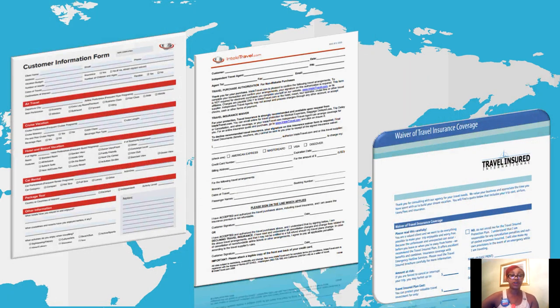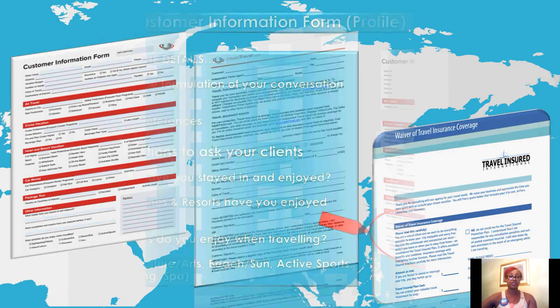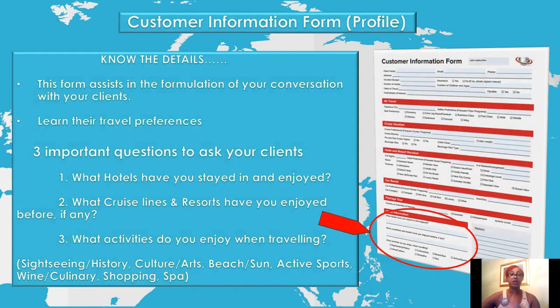The 3 forms I mentioned earlier are the customer information form, the credit card authorization form, and the travel protection insurance waiver form. Very important. So I'm going to go over it briefly with you. This form is very important. I always recommend that you use it to help you navigate, formulate conversations with your clients. Some travel agents told me that they will send it to their clients. I don't recommend you do that, but if that works for you, then let it work. But you learn your travelers' preferences by using this form as a guideline to have a conversation with them.